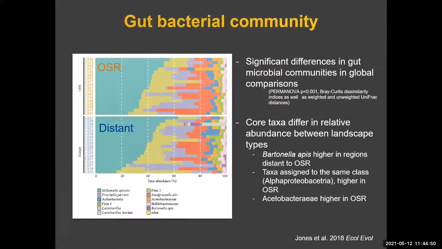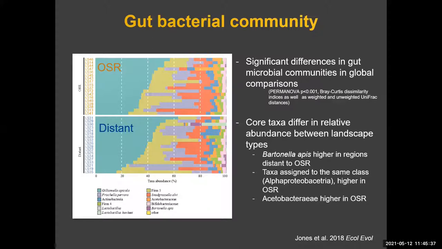Now, what we find is that the overall patterns of community composition between bees exposed to different landscape types is pretty similar. In the top panel here, for example, we see bees exposed to fields of oilseed rape. And in the bottom panel, we see bees exposed to agriculture fields distant to fields of oilseed rape. Overall, we find a significant but small difference in gut microbial communities in global comparisons. Specifically, core taxa differ in relative abundance between these landscape types. So we don't find a difference in the actual taxa or species present in these different communities of bees exposed to different landscape types, but rather a difference in the relative abundance of some of those core taxa.